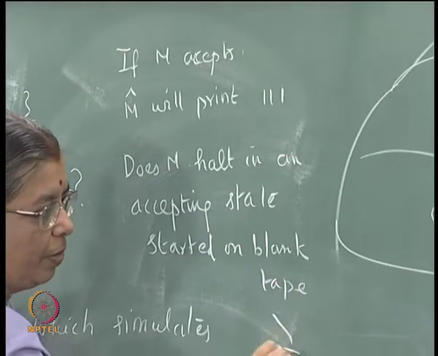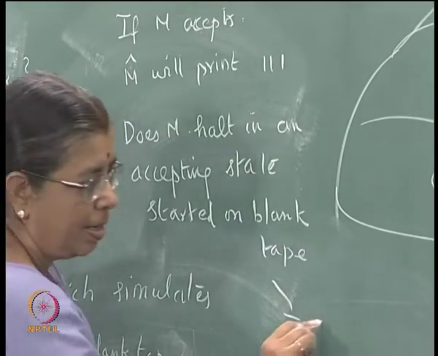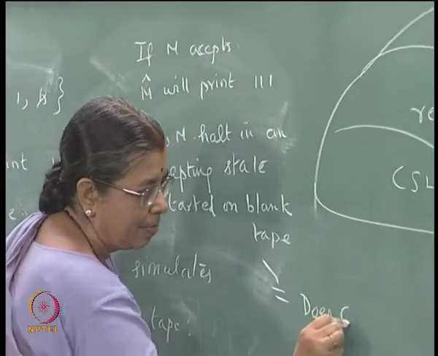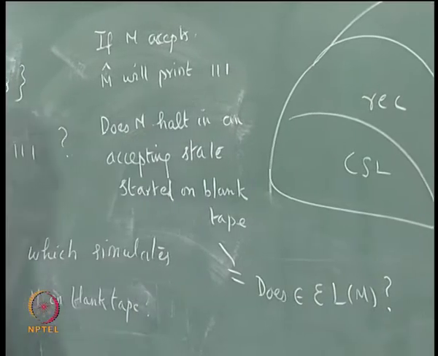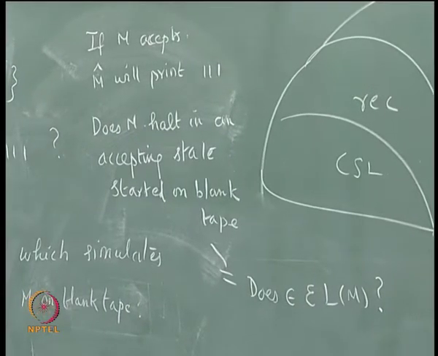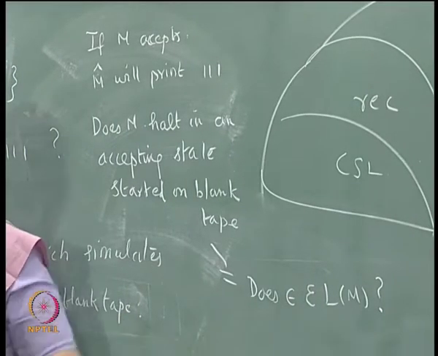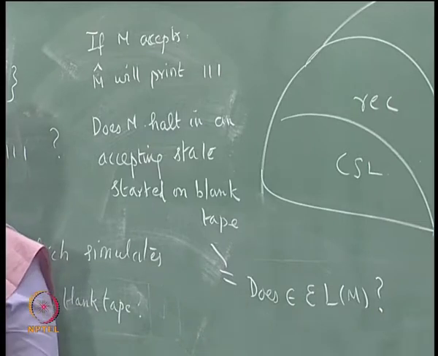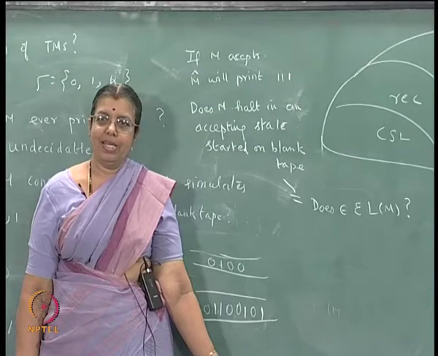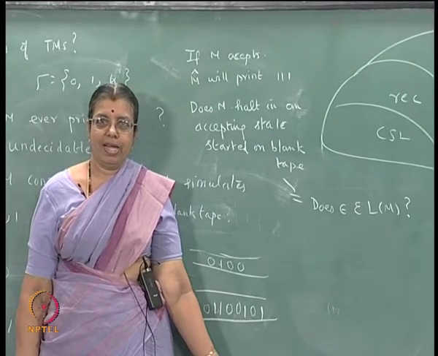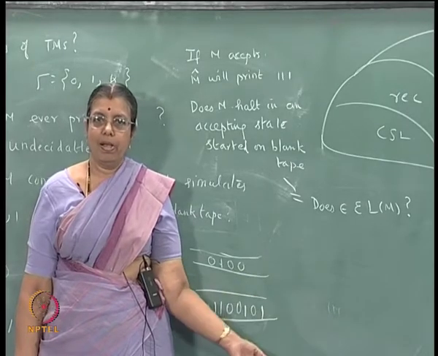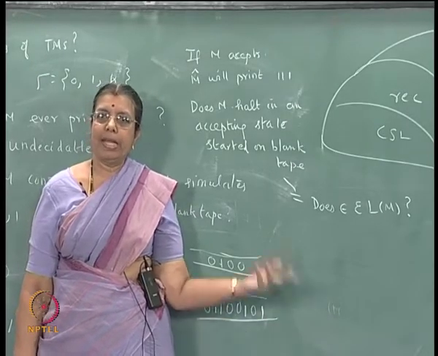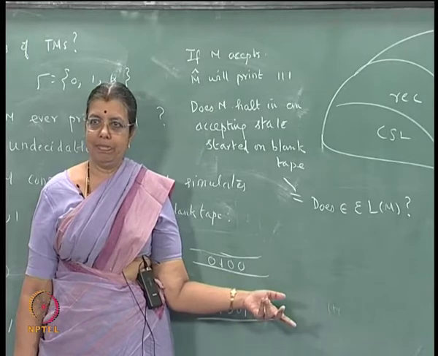And this is equivalent to the problem, does epsilon belong to L of M, or L of M contains epsilon? That is a non-trivial property, is it not? Right, it is a non-trivial property. Does epsilon belong to L of M is a non-trivial property. By Rice's theorem, that is undecidable.